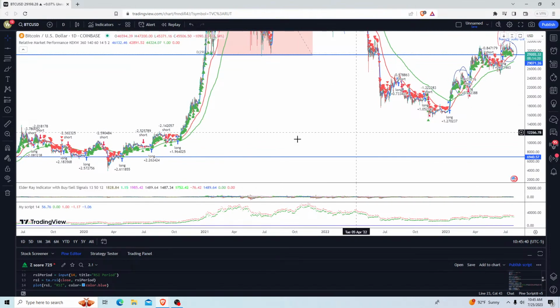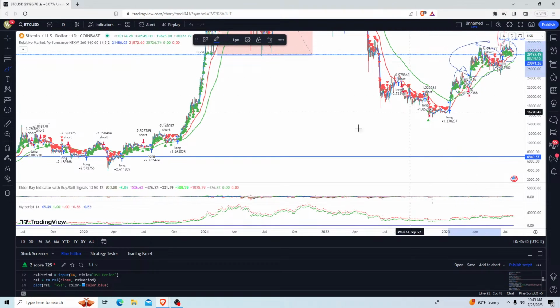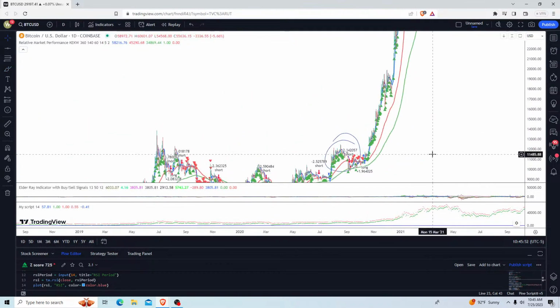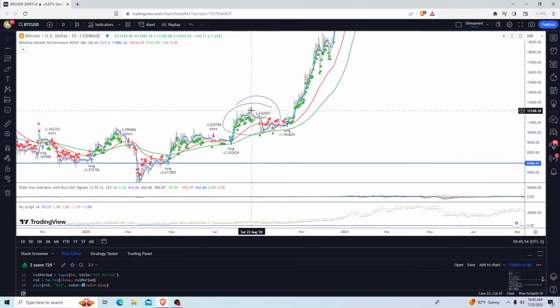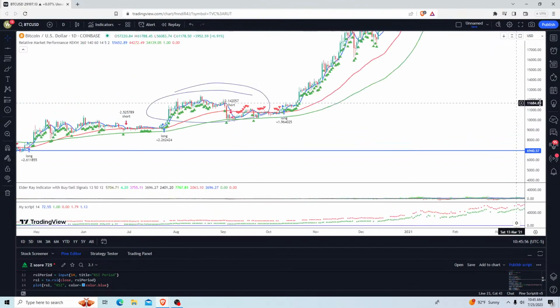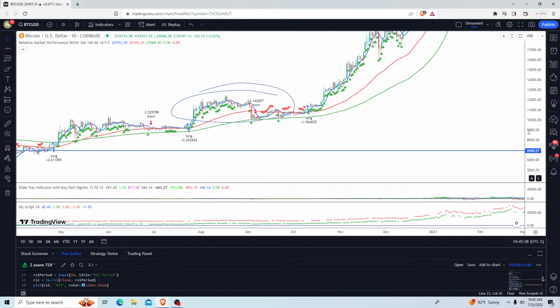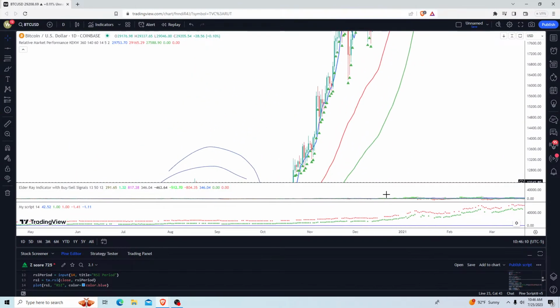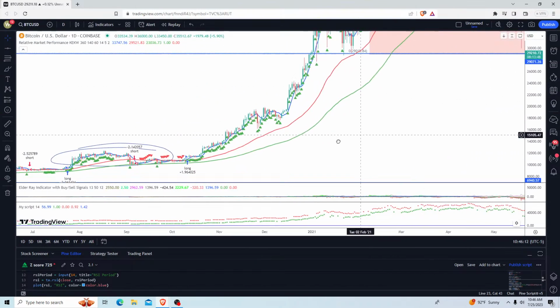Initially what I was thinking is that this one is looking like this one. Because I remember this really faked me out. It looked very toppy. It looked like a distribution pattern. Looked very bearish, right? And it was. But then it did this. And then it broke out. And that was the bull run.